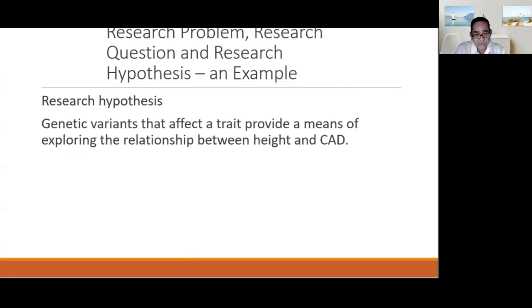In a hypothesis, as a matter of fact, the statement of the research question and the research hypothesis can be very much the same, except that one is a question, a research question, and the other is a hypothesis, what you believe in. And so we say genetic variants that affect a trait provide a means of exploring the relationship between height and CAT. This is what the researcher believes in, and so he now makes a research to answer that question.